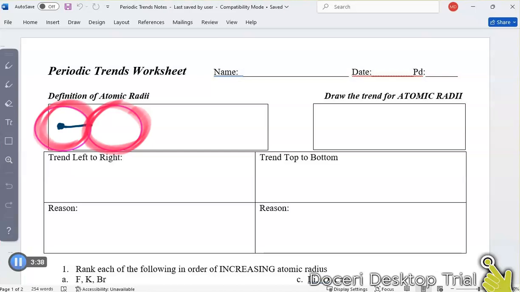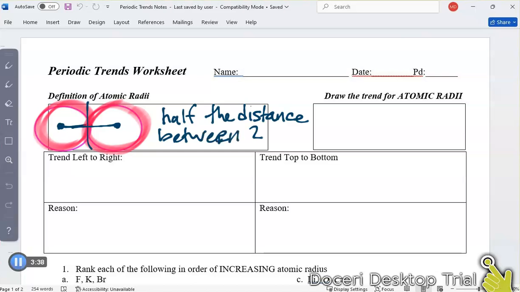So another definition, from another textbook, is that it is half the distance between two nuclei. Basically, we take two circles, or two atoms, two bonded nuclei. They have to be bonded. Half the distance is, in the end, essentially the same as the math radius. It's from the middle, and half the distance would give you the radius.